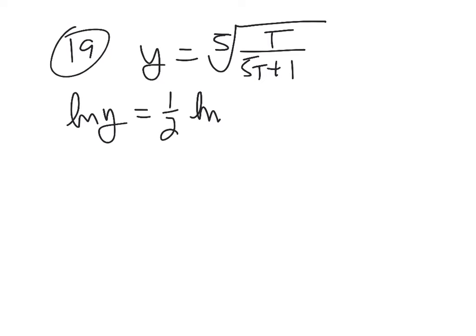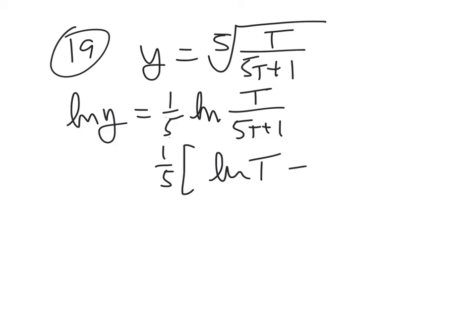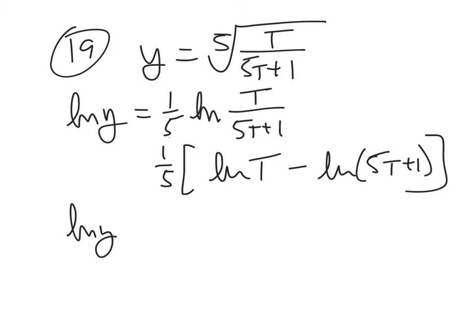So the natural log of, so I write 1/5. Then we're taking the natural log of t over 5t plus 1. And because I got a quotient, I'm going to have some subtraction going on, right? So 1/5 times the natural log of t minus the natural log of 5t plus 1. And then I'm just going to distribute the 1/5 through right now, so I have that taken care of. The natural log of y equals 1/5 ln t minus 1/5 ln of 5t plus 1.